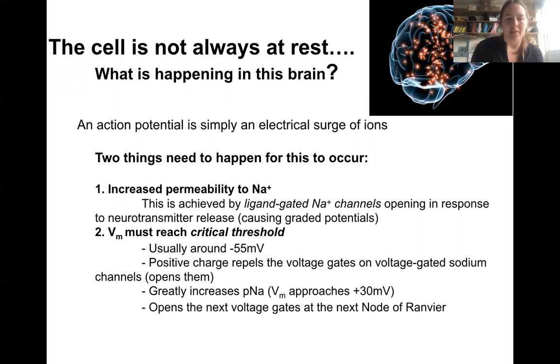And the critical threshold is usually around -55 millivolts, at which point you get the more positive charge, right? You're going from -68 at rest to -55 at critical threshold. And then once that happens, the voltage gates on voltage-gated sodium channels open, and this really increases the permeability to sodium. And so sodium, along its really strong driving force, floods the cell, drives that big peak of membrane potential in the action potential, and that causes the next voltage gates a little further along the axon to open, and it zips down the axon.